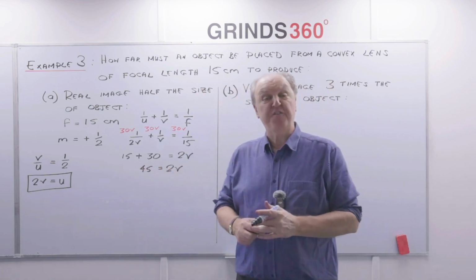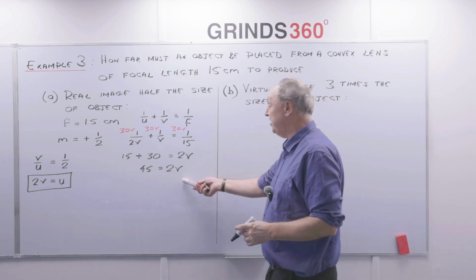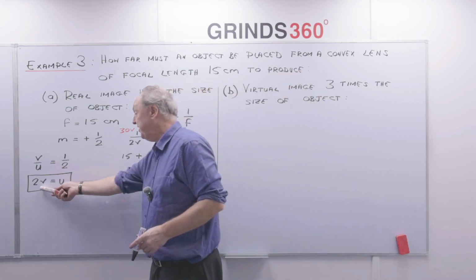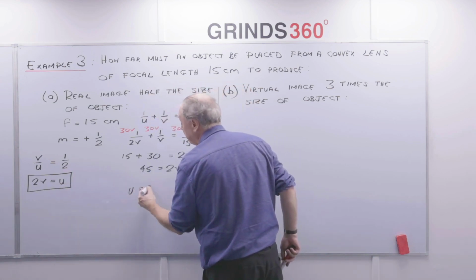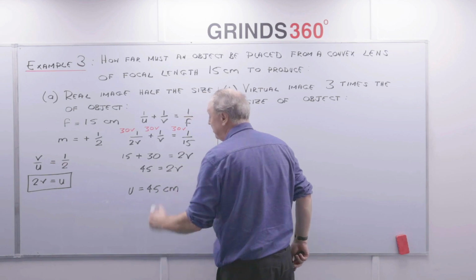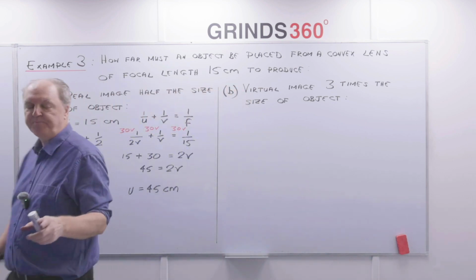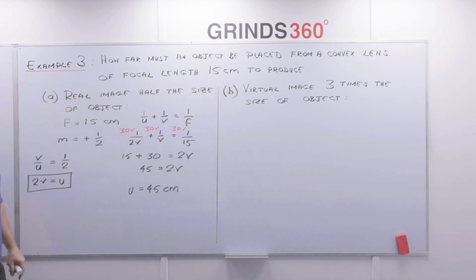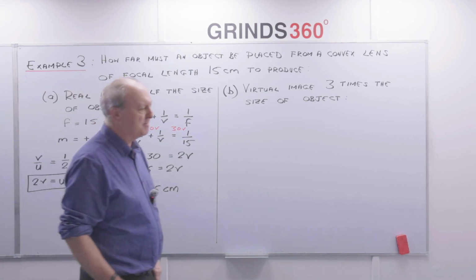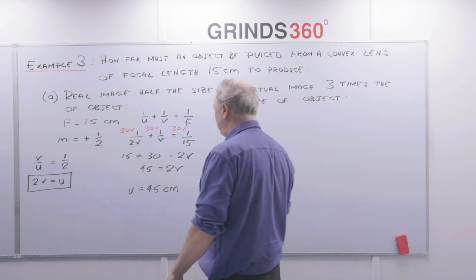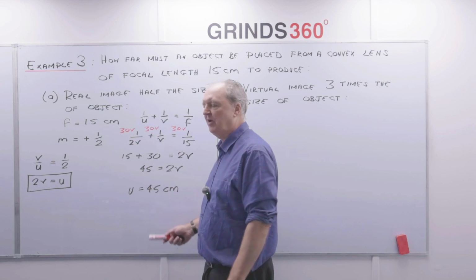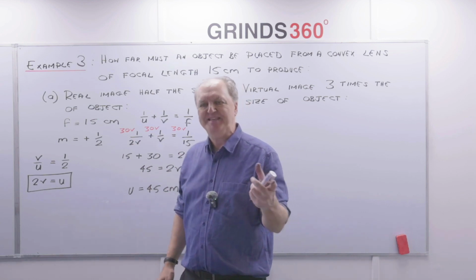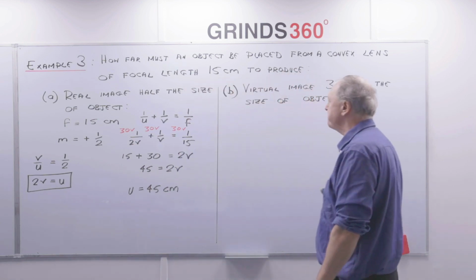They're actually asking me just to find U. So if 2V is 45, well, 2V is also equal to U. That means we can say that U is equal to 45 centimeters. So that means you'd have to place the object 45 centimeters from the lens in order to get a real image half the size of the object. It kind of makes sense. When you're outside 2F, which you will be, 2F is 30, I'm outside 2F. That's the first ray diagram we did in the first part of this lesson.